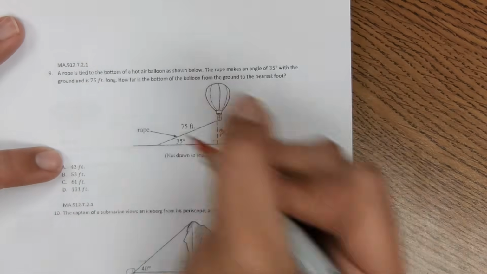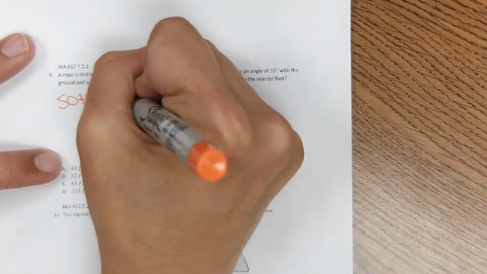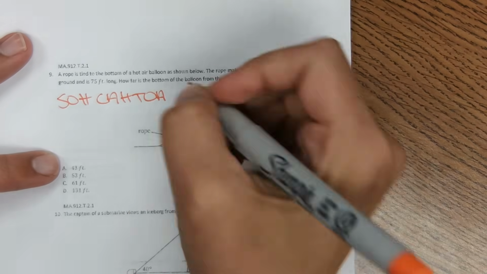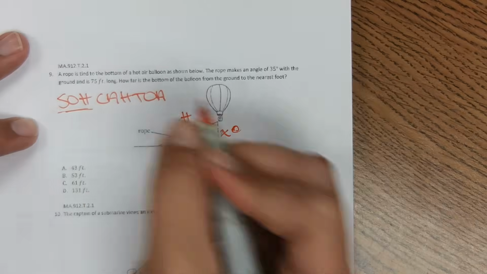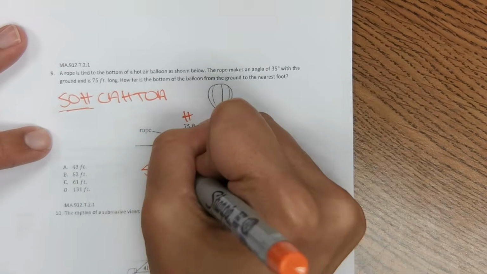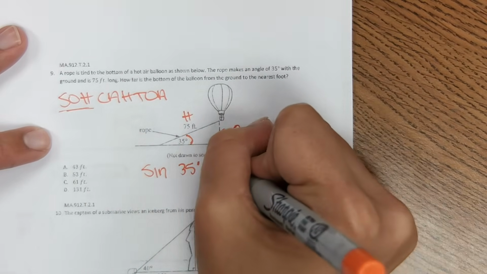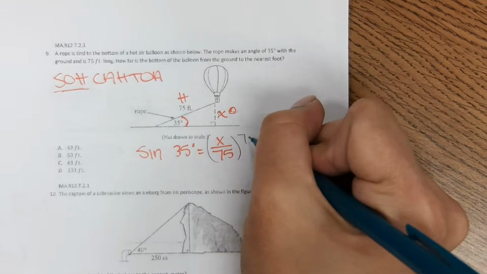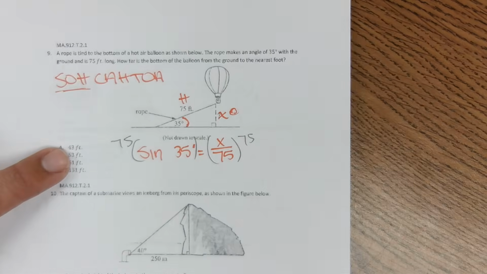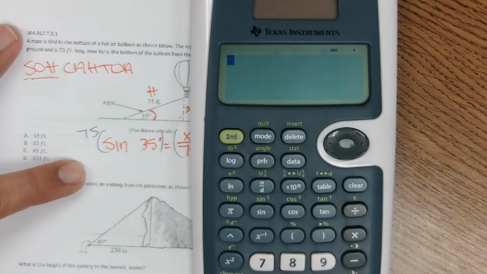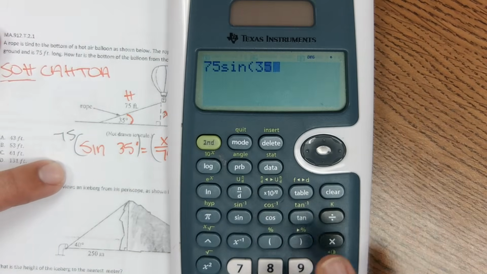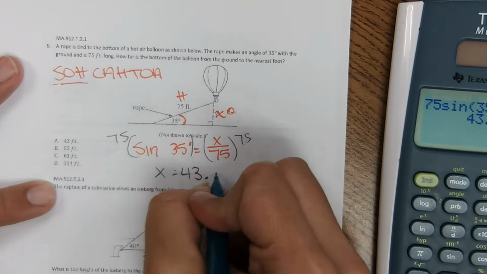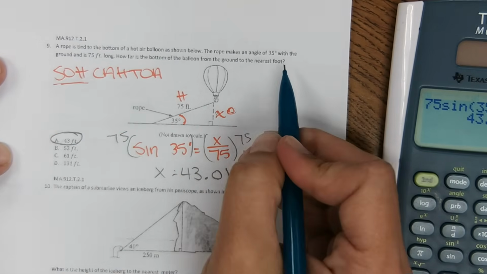For this one, we would use trigonometry, SOHCAHTOA. Let's see. So from this angle right here, we have opposite and hypotenuse. So we are going to use sine. So sine of 35 degrees is x over 75, opposite over hypotenuse. Then from here, to solve it, multiply both sides by 75. And then get 75 sine 35 is 43.01. So 43 feet. So it's to round to nearest foot.